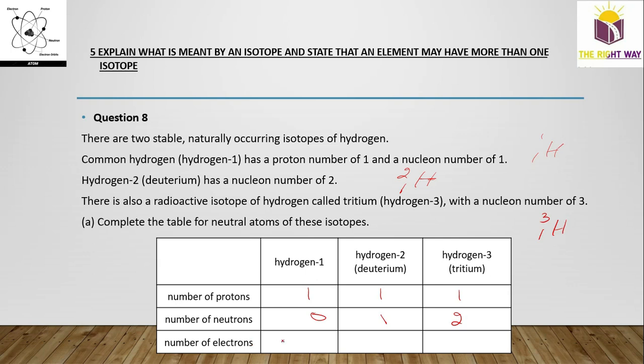Okay, electrons. Now hydrogen 1 has 1 proton, so it must have 1 electron. Hydrogen 2, same, 1 electron, and hydrogen 3 also has 1 electron, because the electron number and proton number must be equal.